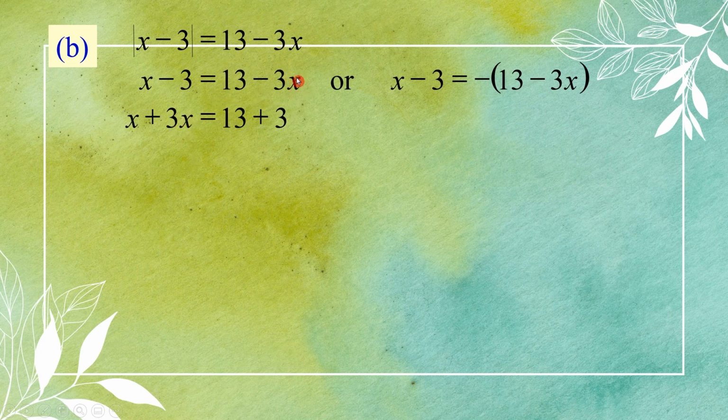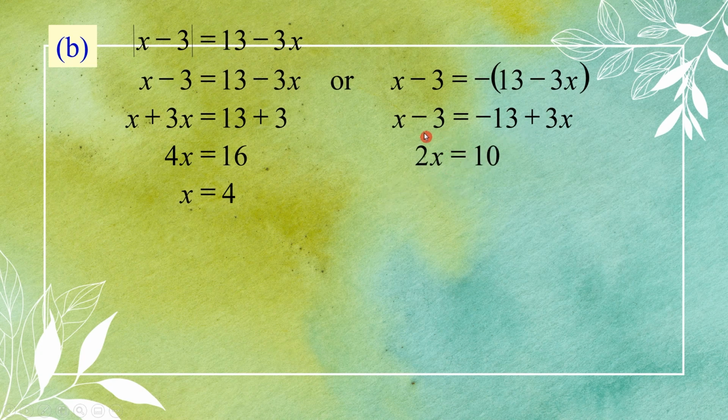We solve as usual for the first part. -3x we bring to the left, becoming x + 3x, 4x, and then 13 + 3 gives us 16. 16 over 4 will give us x = 4. And for the second part here, we expand the negative. Careful, negative times negative becomes positive. 3x - x, 2x, -3 + 13 gives us 10. Therefore, x = 5.